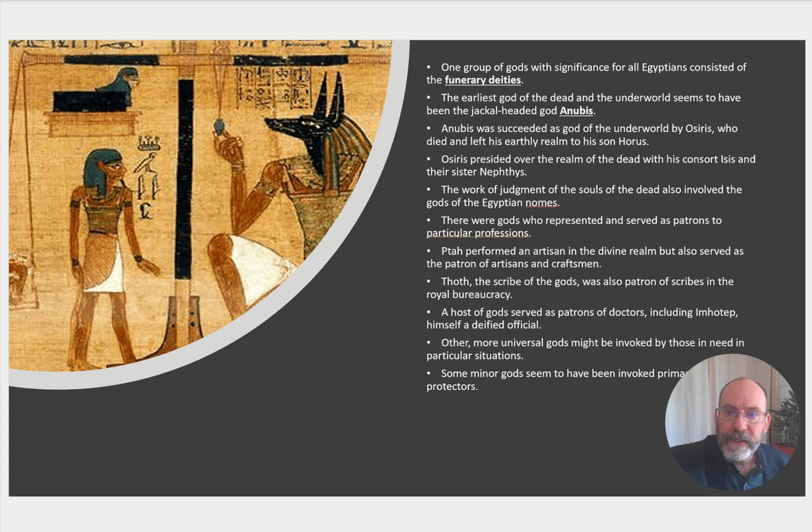So one group of gods with significance for all Egyptians consists of the funerary deities. So the earliest god of the dead in the underworld seems to have been the jackal-headed god Anubis. So Egyptians become very concerned about the afterlife. So a large majority of their mythology develops into what comes in the afterlife and how to exist in the afterlife, how to make the afterlife better is kind of what they get to.